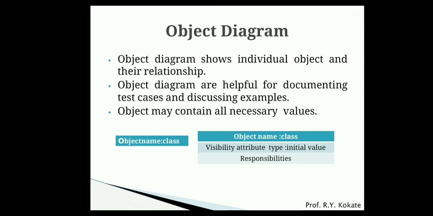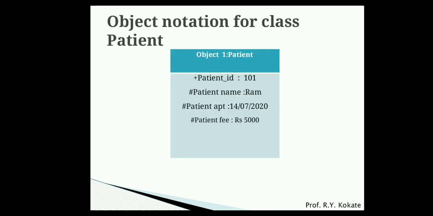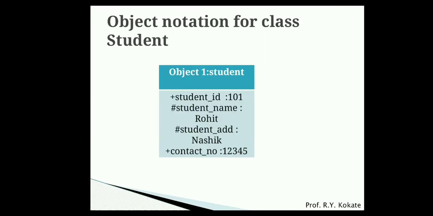The second notation, we divide the box into three sections. First section contains the object name colon class. Second section contains the attributes with their initial value, and last section contains the responsibility of the object diagram. And last part is your optional part.